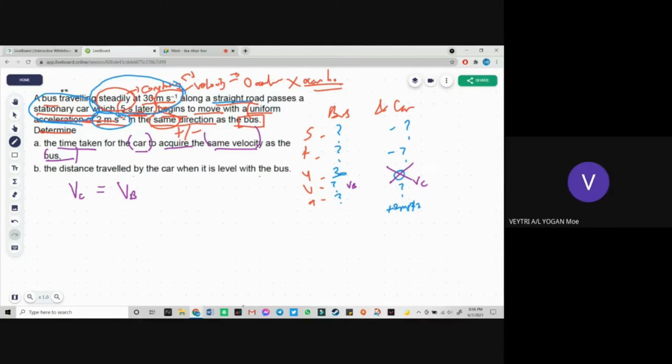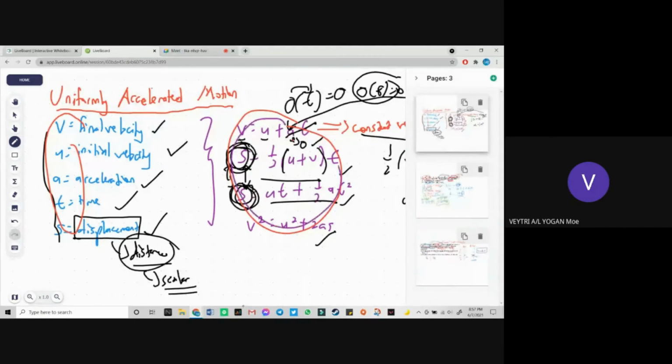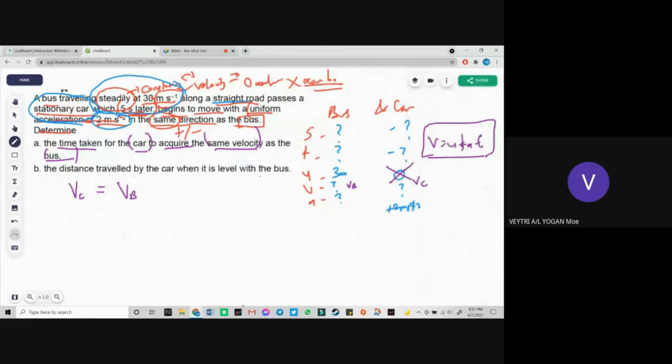Now, formula apa nak guna? Alright. Let's write here formula yang paling asas. Okay? This is the simplest formula that you guys can always use. Selalunya case memang rujuk this formula dulu. Sebelum you guys rujuk whatever formula is down here. Alright? Okay. Now, VC equals to VB.